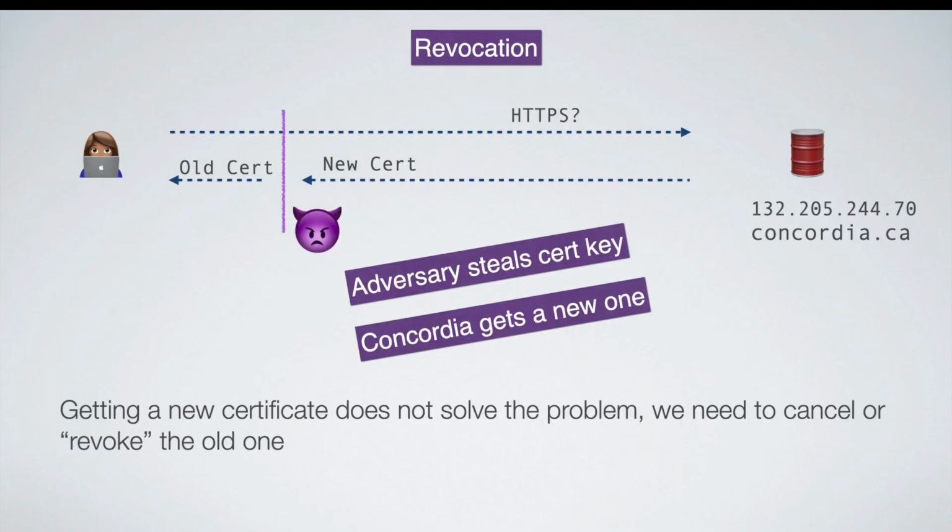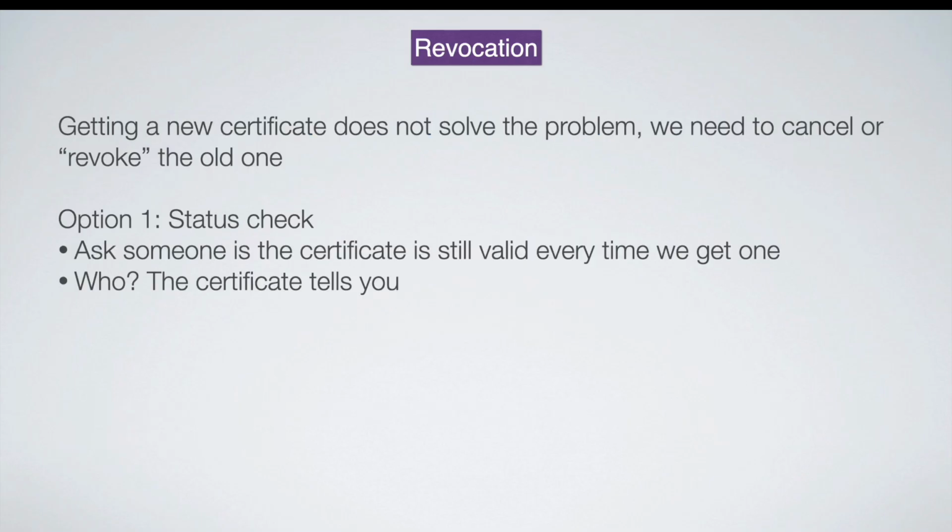Okay, and notice the only way we can really revoke it is Alice has to know that it's revoked. So somehow Alice has to learn that information. If she doesn't learn that information, then she'll never know that it's been revoked. So there's essentially two options, and neither of them are that great. I should say actually there's probably more than two options, but there's two options that are used in practice. Okay. So the first one is called a status check.